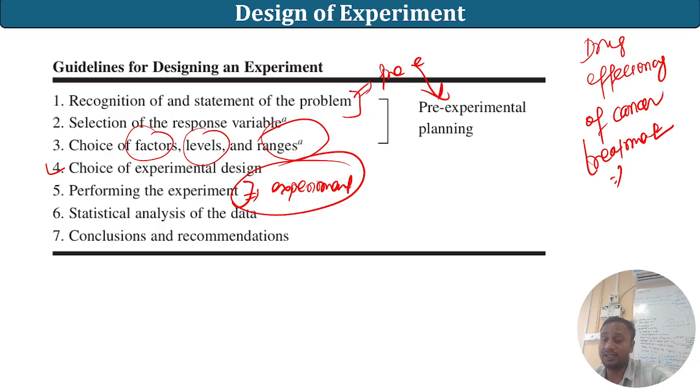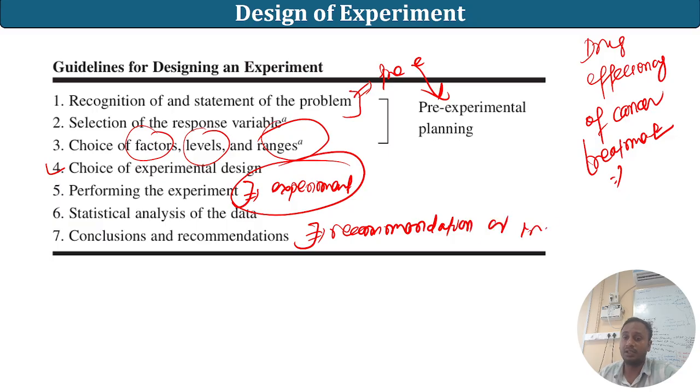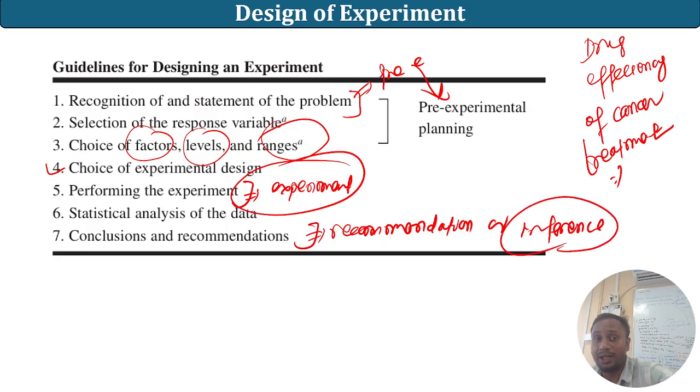In that also we have seen many methods are there. It is a test based upon the groups, or maybe ANOVA or two-way ANOVA or F test, chi-square test, and all that we will do. Then based upon that we are going to make some sort of recommendation or inference. So that is the whole idea of design of experiments that we have to see.